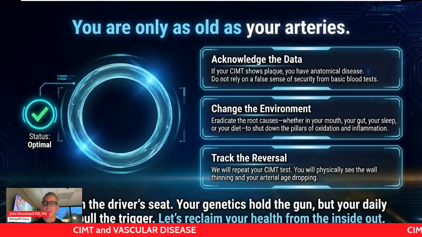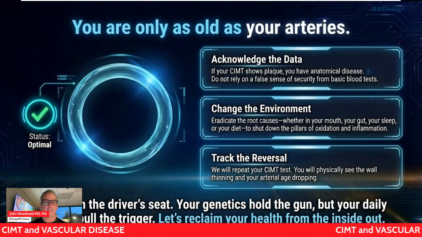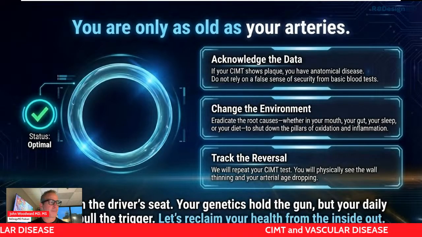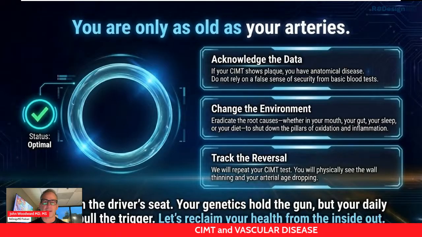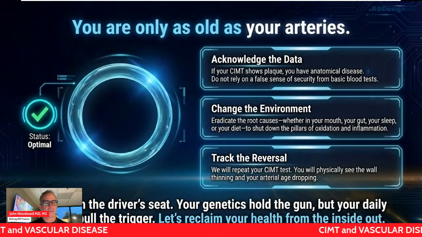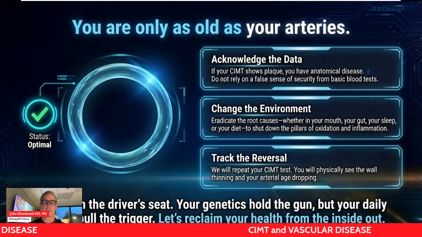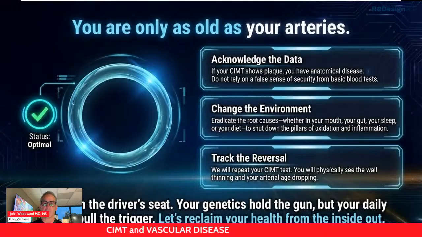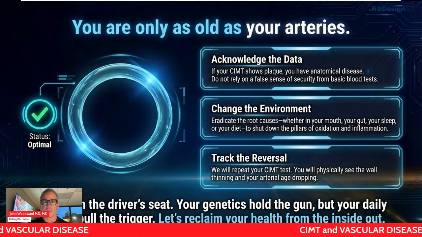And let me just tell you, since the last time I did this video, just Saturday, I performed CPR on a patient that had a heart attack. And that's not when we want to target these things. So remember, we need to track the reversal of your disease. We need to track the process so we can move forward with this.